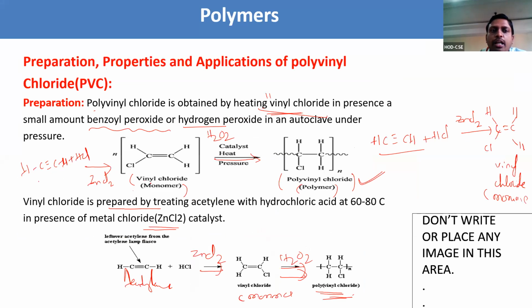PVC is produced by heating in the presence of benzyl peroxide or hydrogen peroxide in an autoclave under pressure, giving polyvinyl chloride. The monomer vinyl chloride is obtained by treating acetylene with hydrochloric acid at 60 to 80 degrees in the presence of a metal chloride, zinc chloride, as a catalyst.